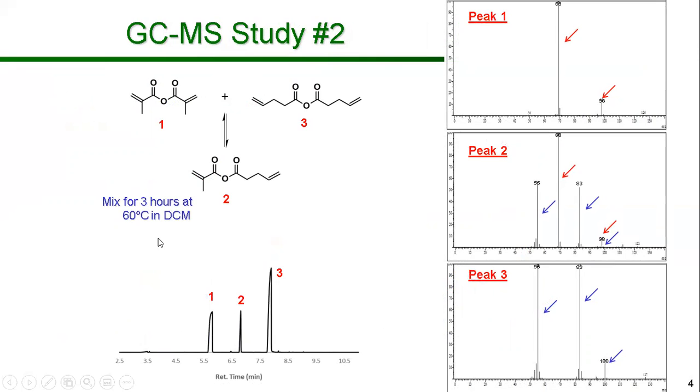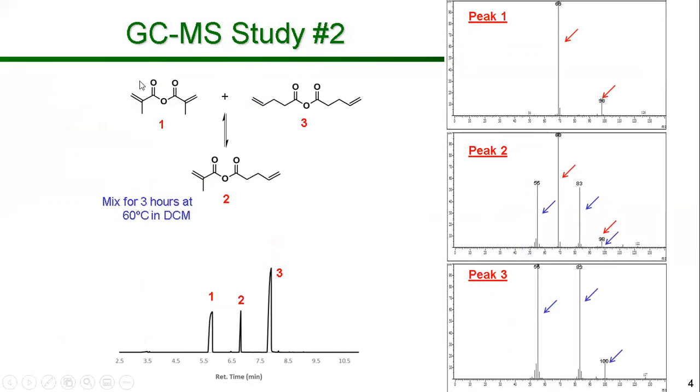What you're seeing down here at the bottom is the retention time for the gas chromatography. After 3 hours, you have 3 peaks occurring, meaning that there are 3 separate molecules in this mixture. We were able to look at the mass spec and break down the mass-to-charge fragments for each of the materials.